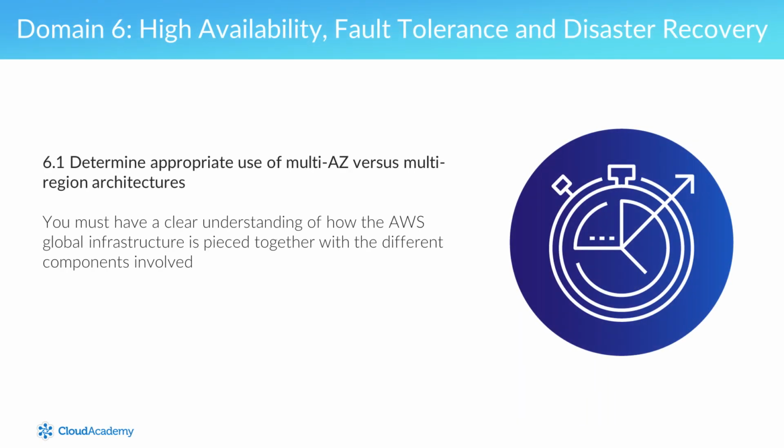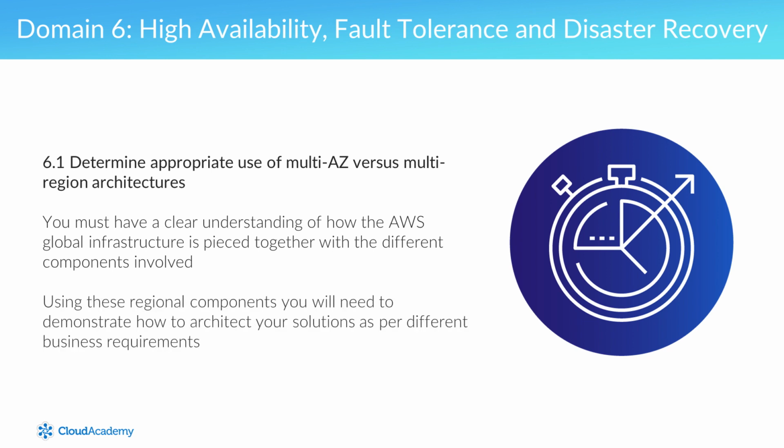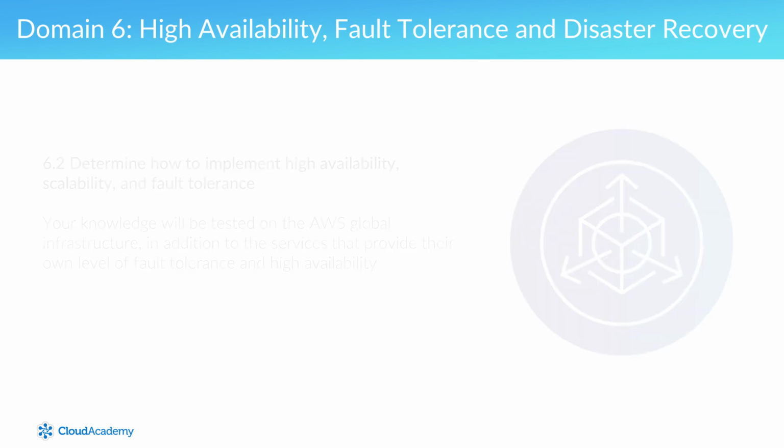Determine the appropriate use of multi-AZ versus multi-region architectures. You must have a clear understanding of how the AWS global infrastructure is pieced together, with the different components involved. Using these regional components, you will need to demonstrate how to architect your solutions as per different business requirements.